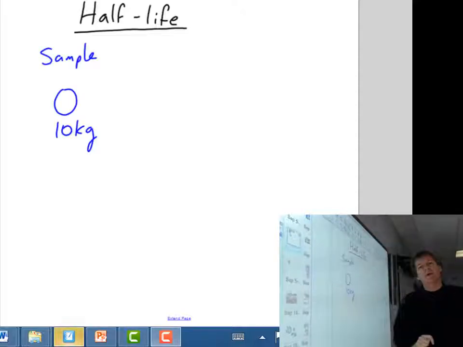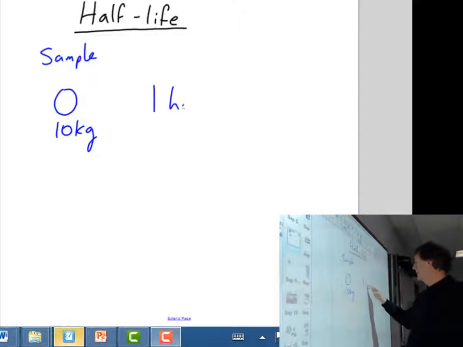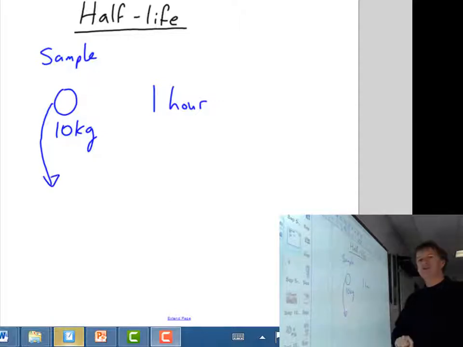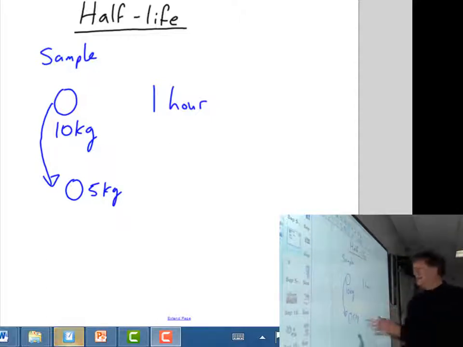So let's say you had a radioactive sample that was made up of 10 kilograms of that sample. They will have found out the half-life of that sample, the time it takes for half of this to decay. So let's say it was 1 hour. So in 1 hour's time, in 60 minutes, half of this should have decayed. So it should have dropped down to 5 kilograms of the parent nucleus, the radioactive nucleus, and the rest of it would have become something else in the nuclear reaction.